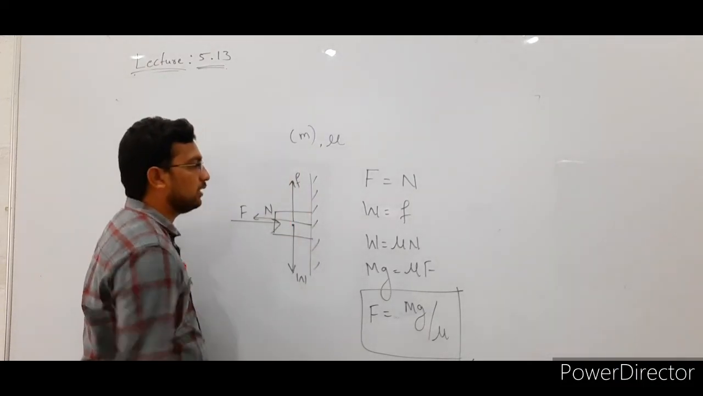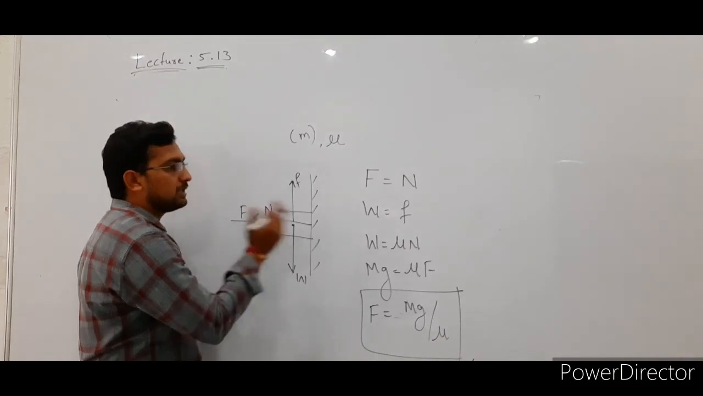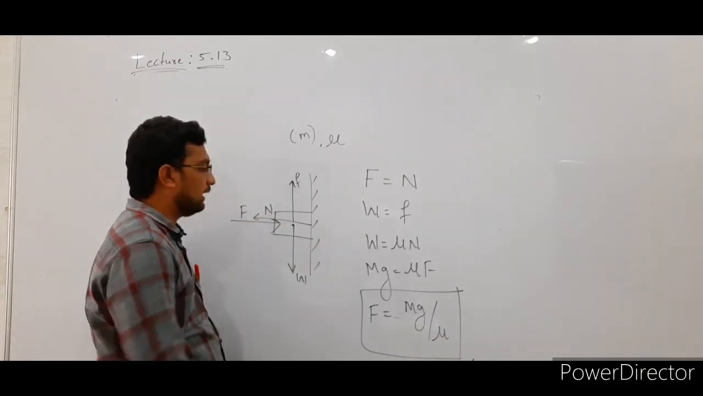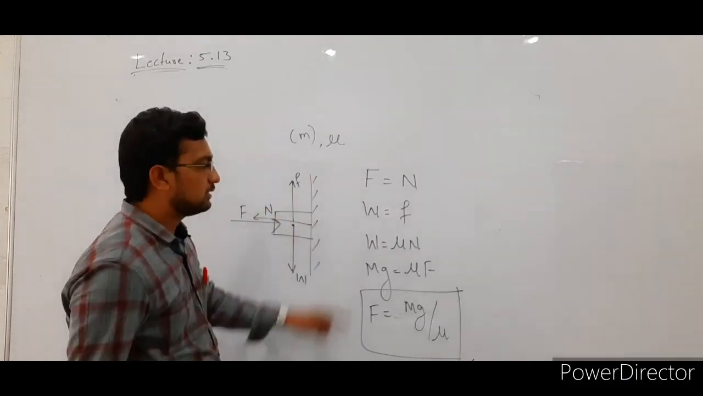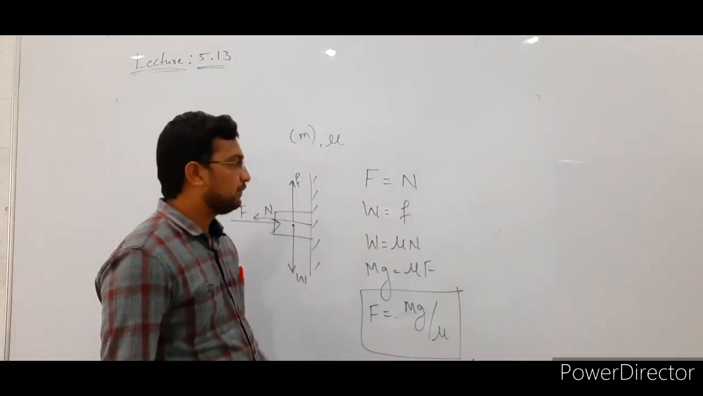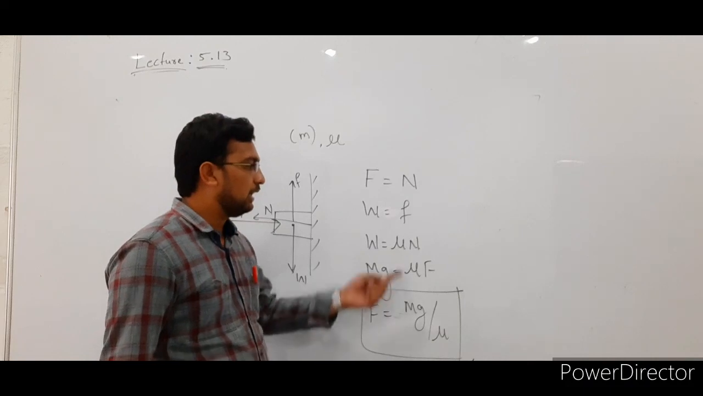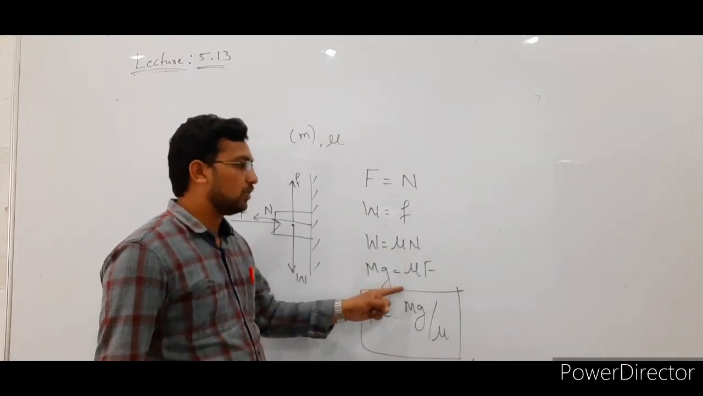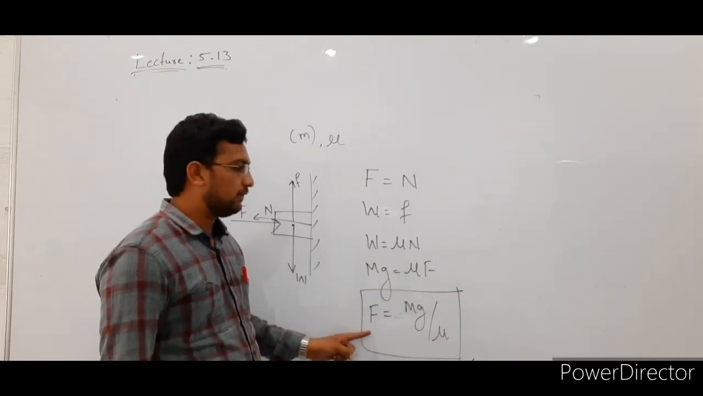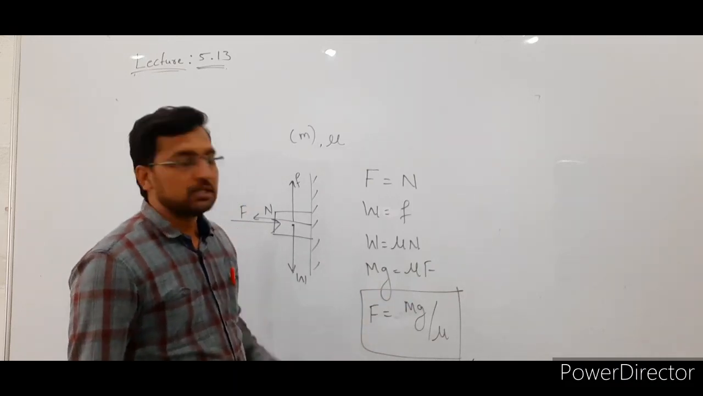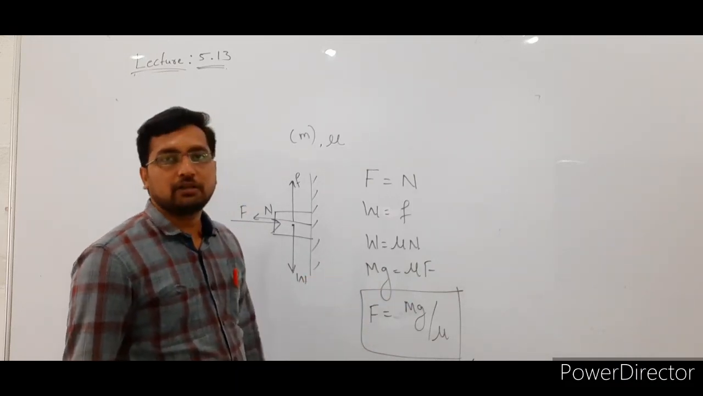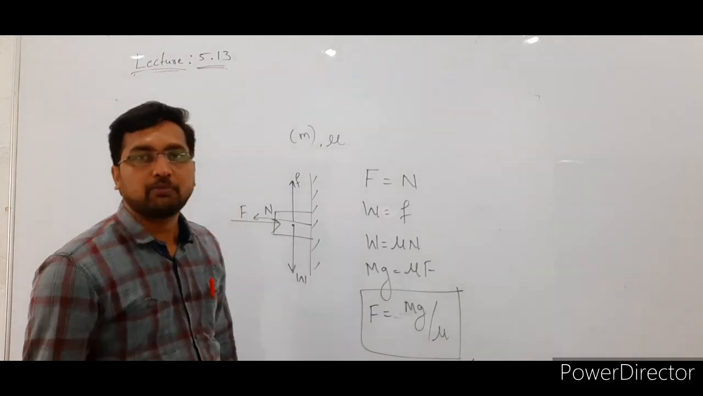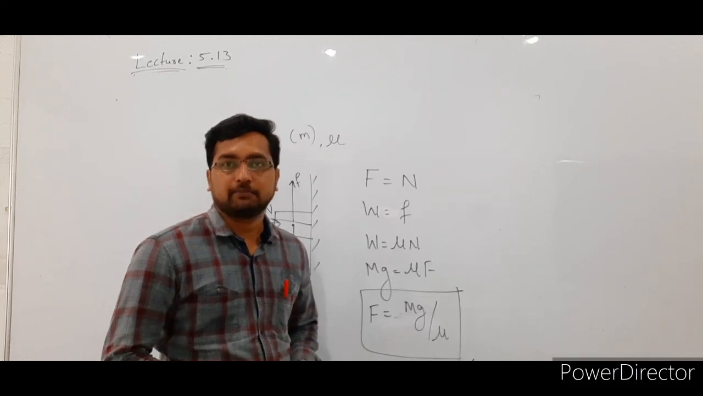If the system is under equilibrium, the horizontal force is balanced by the normal reaction, that is F is equal to N. After that, weight is balanced by the friction force, that is W is equal to F. The friction force is the product of mu into N, and N is nothing but F. Then mg is equal to mu into F. So F is equal to mg divided by mu. So this is the minimum force required to keep the body under equilibrium.